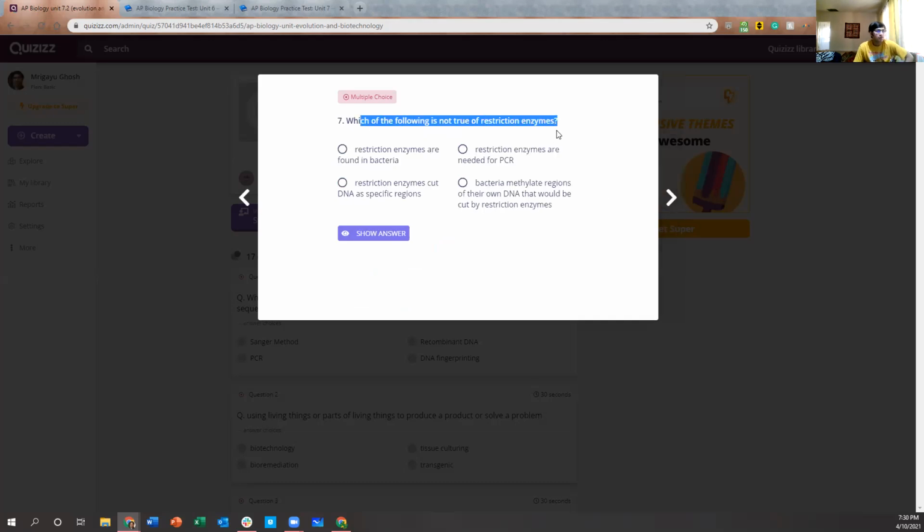Which of the following is not true of restriction enzymes? Restriction enzymes are found in bacteria. Maybe that's true, I don't know. Restriction enzymes are needed for PCR. I don't think so, because if you're amplifying, maybe this is not true. We'll look at the other ones. Restriction enzymes cut DNA at specific regions, so remember, restriction enzymes are the ones doing the cutting. Bacteria methylate regions of their own DNA that could be cut.